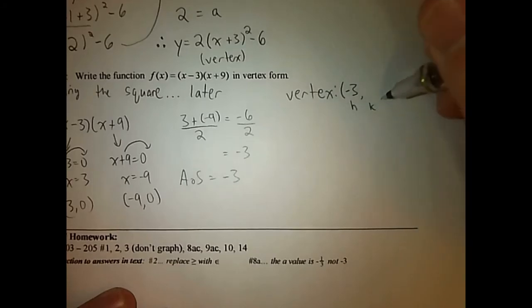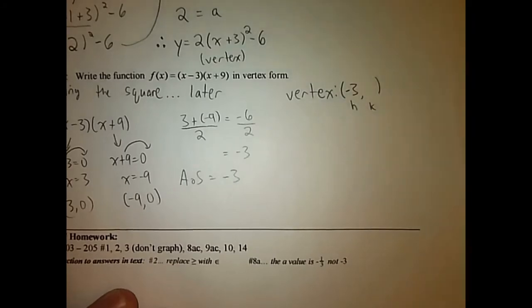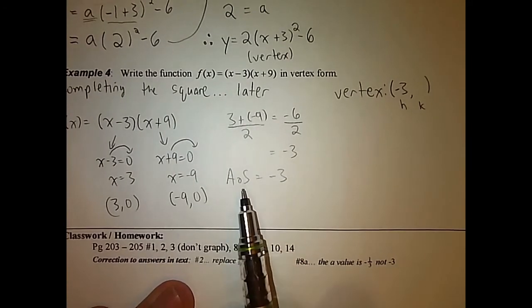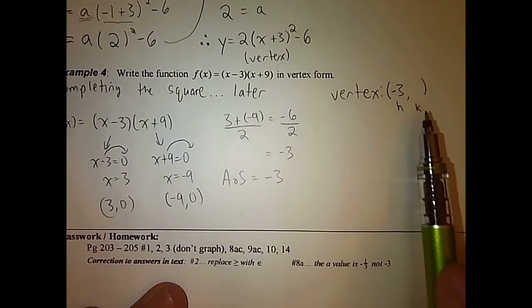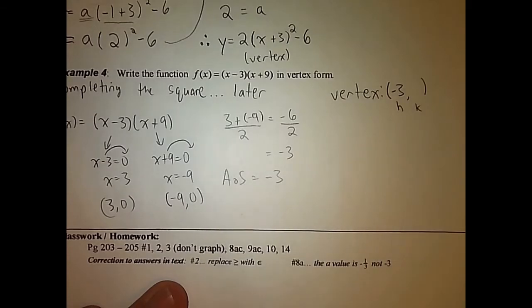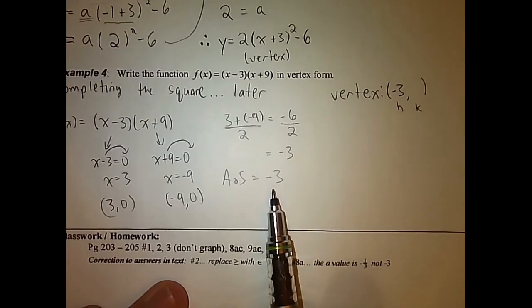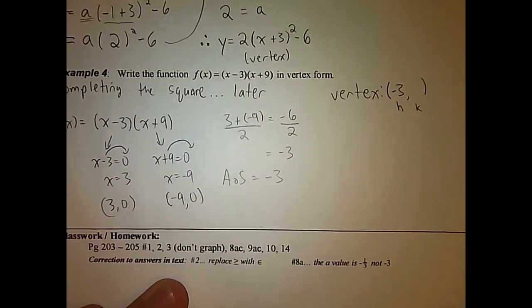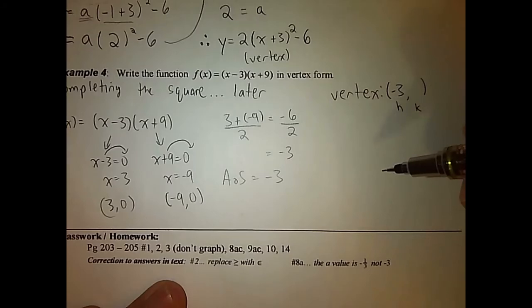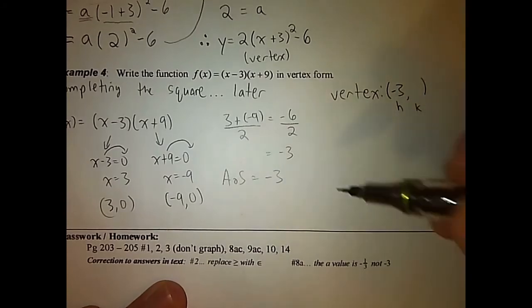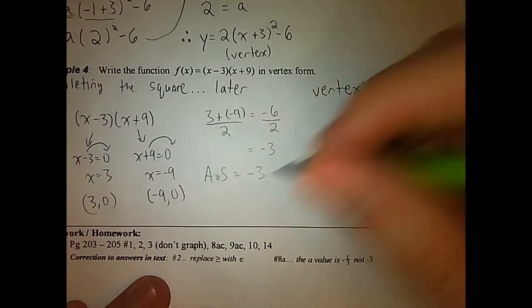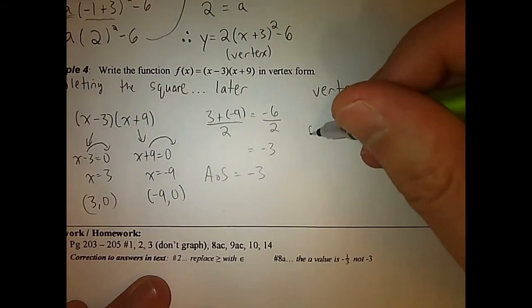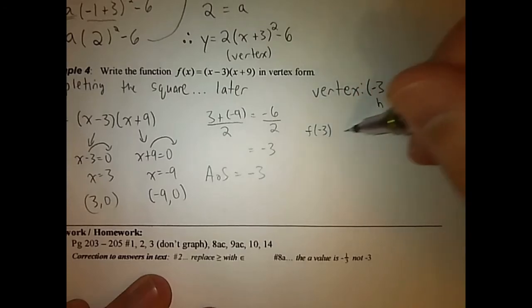So now I need to figure out this k value of the vertex. So I thought, well, how did I figure it out before when I had the axis of symmetry? How would I find the corresponding y value that goes with it? So what we would do is get this value and put it back into the equation to get the corresponding y value. In this case, the k value. So I'm going to put that back in here. I'm going to get f of negative 3.